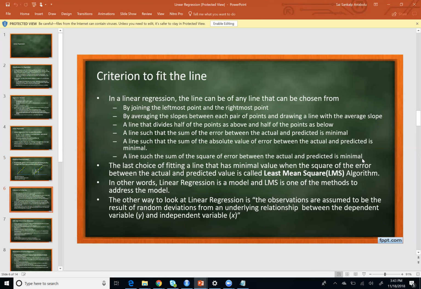So that's what I was saying, right? Instead of one particular point, for every point we'll take the error and square it, because we don't want the error to be zero if it is plus and minus. Positive error and negative error is still error. So how do we get rid of that? We square the errors. So we choose a line such that the sum of the squared error between the actual and predicted values is minimal.